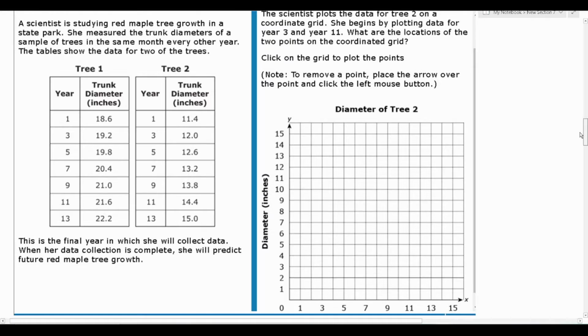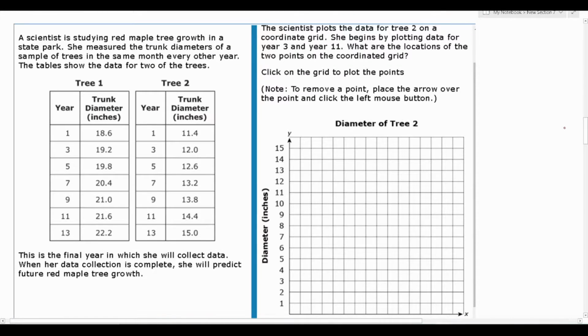All right, so for this next problem, we're going to have to interpret some data that we're given. So let's go ahead and take our time as we read this one. It says a scientist is studying red maple tree growth in a state park. She measured the trunk diameters of sample trees in the same month every other year. The tables show the data for two of the trees.